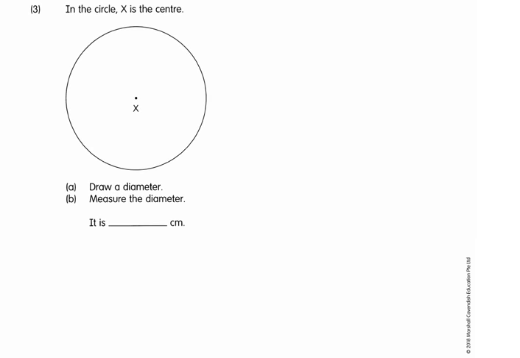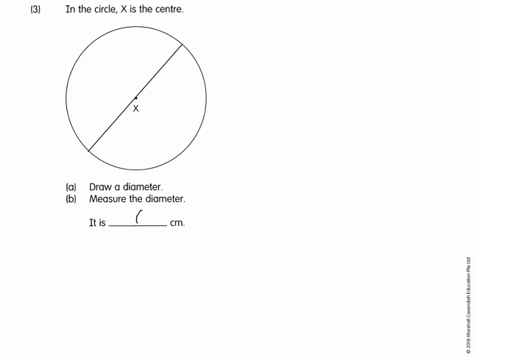Okay, next part. In the circle, X is the center. You are supposed to draw a diameter. That means you are supposed to draw a line through the center. Okay, draw a line through the center. My line is not very well drawn. You can see it missed the center by a little bit. Because it's kind of hard to draw on the computer, but yours should be better. And in this case, if you measure the diameter properly, you should not have a decimal place. It's 6 cm.